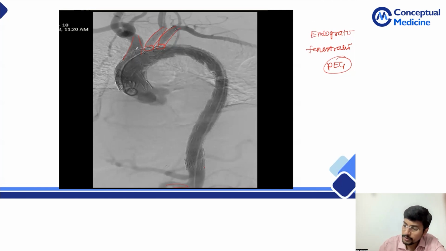So this was done in two stages. The first stage was the zone 0 repair starting from the ascending aorta till the DTA, and in the second stage we put grafts till the aortoiliac bifurcation. Till there the aorta was fully covered.